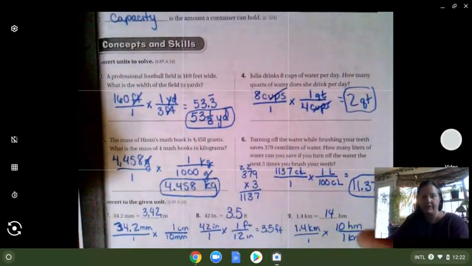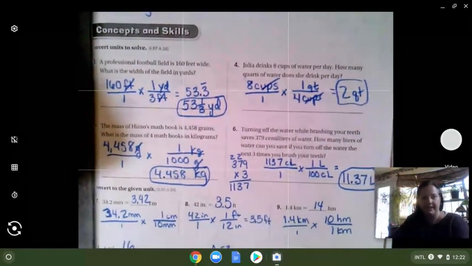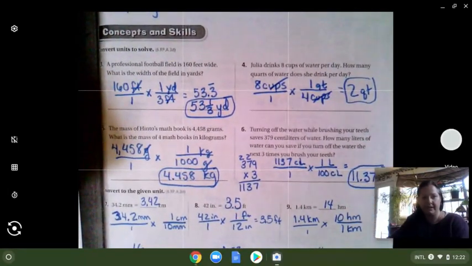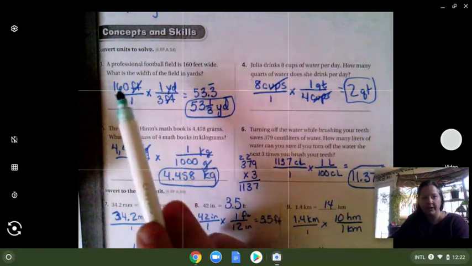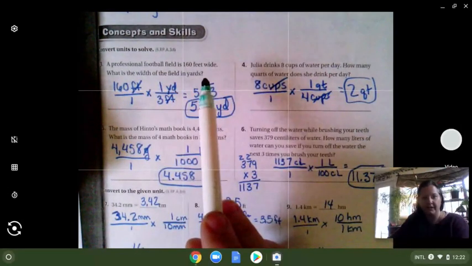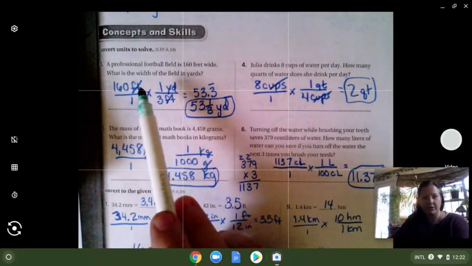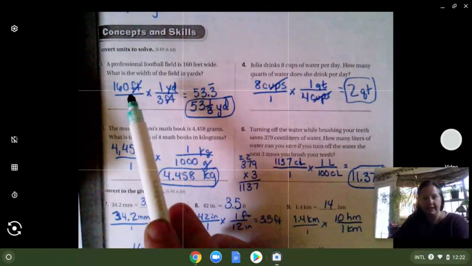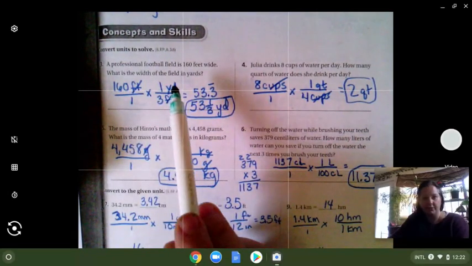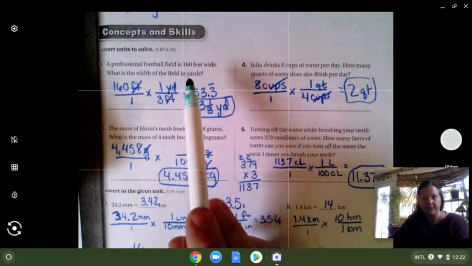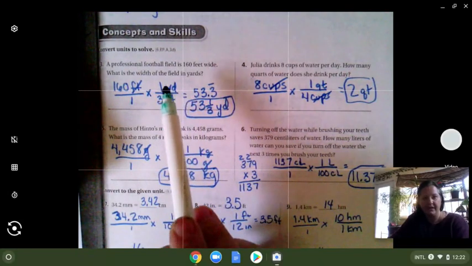Okay, number 3, it says a professional football field is 160 feet wide. What's the width of the field in yards? So you're starting with feet. You write what you know over 1. And then your feet go on the bottom and yards will go on the top because that's what you're turning it into. There's 3 feet in 1 yard when you check your conversion table.